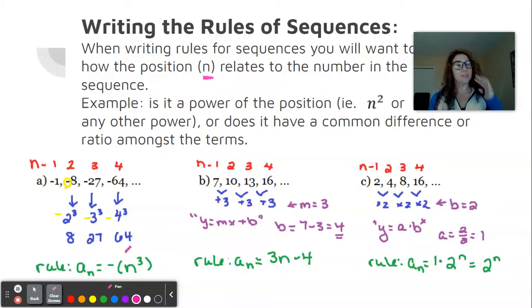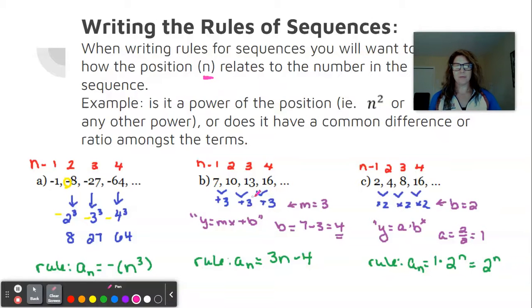Okay. But I do want you guys to have that discussion in your head or with each other and talk through to try and find out, what could I use this n? How could I use this n, the position it's in, to multiply, to add, to have a power, to have a sign change, to make it actually appear into this value?